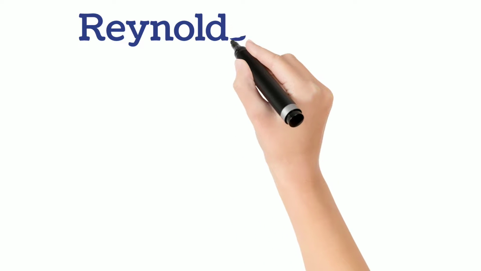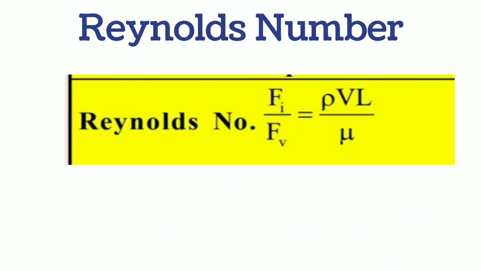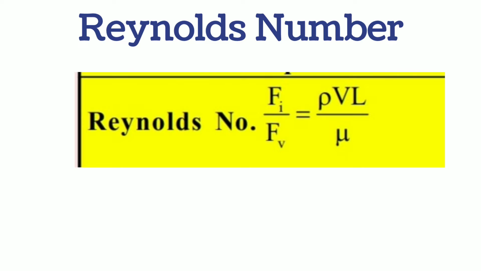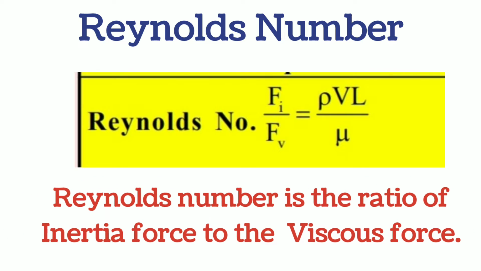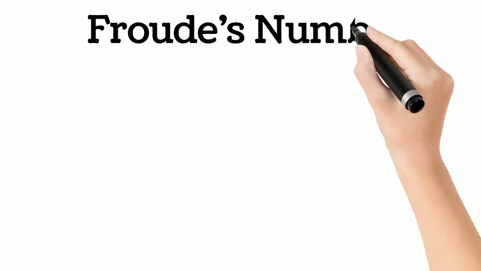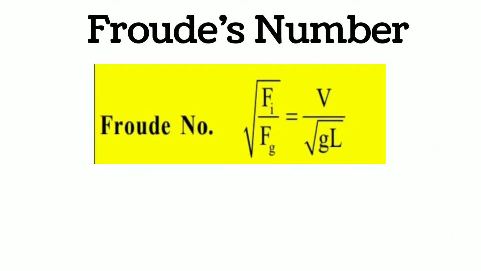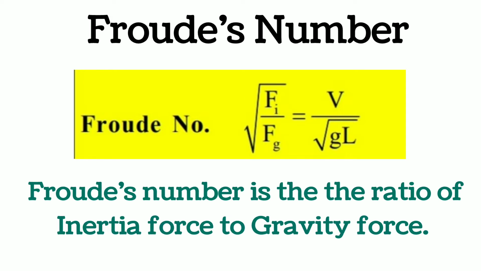The first dimensionless number used in fluid mechanics is the Reynolds number. Reynolds number is the ratio of inertia force to viscous force. The second dimensionless number is the Froude number. Froude number is the ratio of inertia force to gravity force.